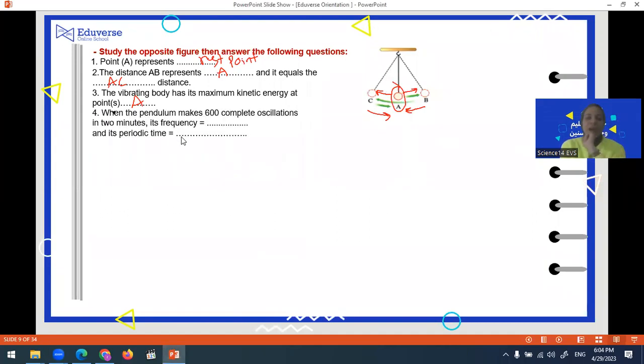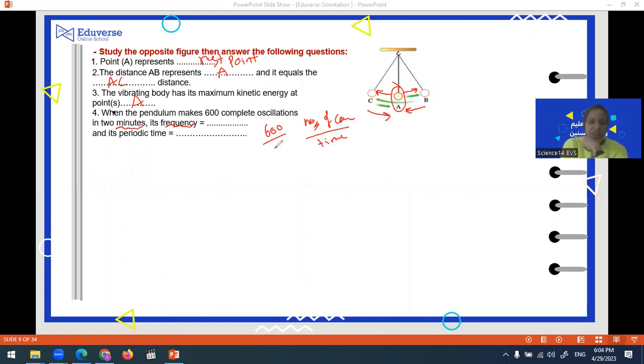Let's solve some problems. When the pendulum makes 600 complete oscillations in 2 minutes. Minutes? No, I prefer to change it into seconds. Its frequency equals? What is the law of the frequency? What is the law first? It's the number. I said frequency is the number, so I will put the number up. Number of complete oscillations over what? Over time taken. So number of complete oscillations will be 600 over the time taken.